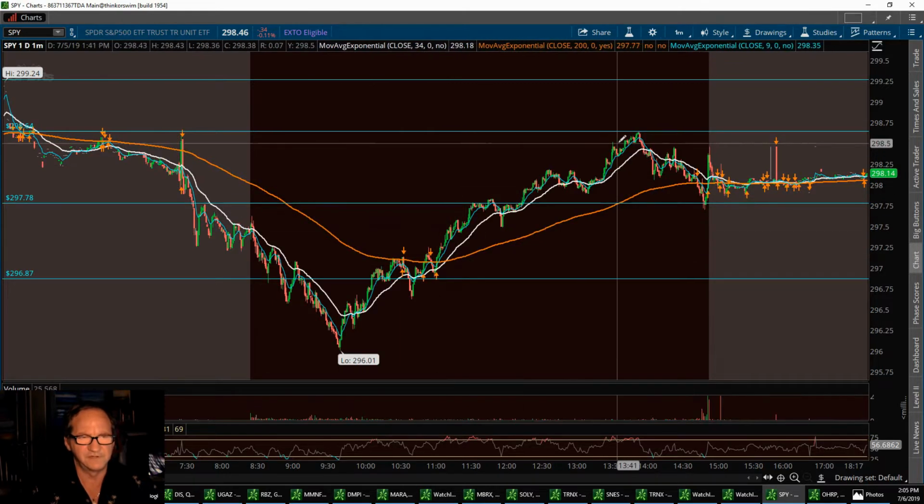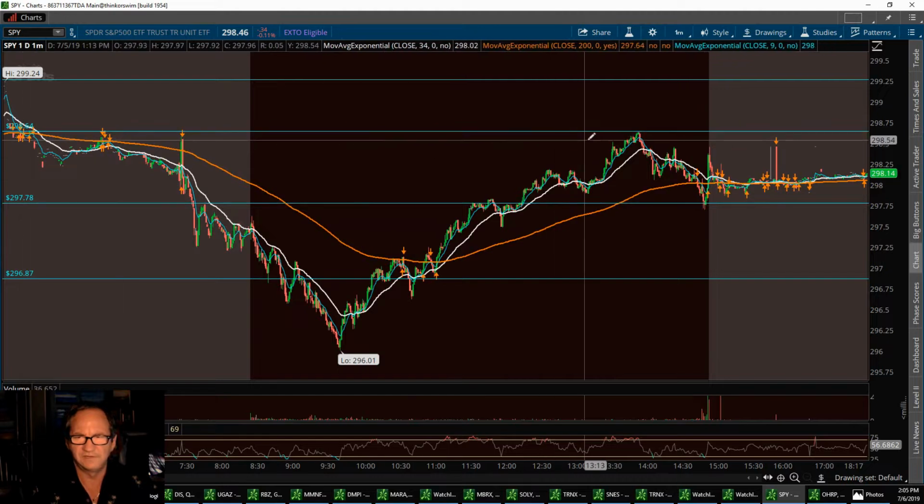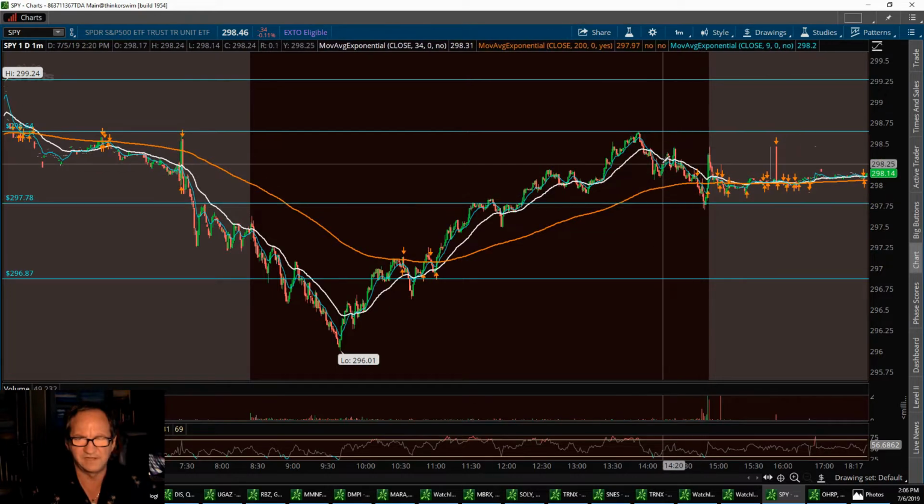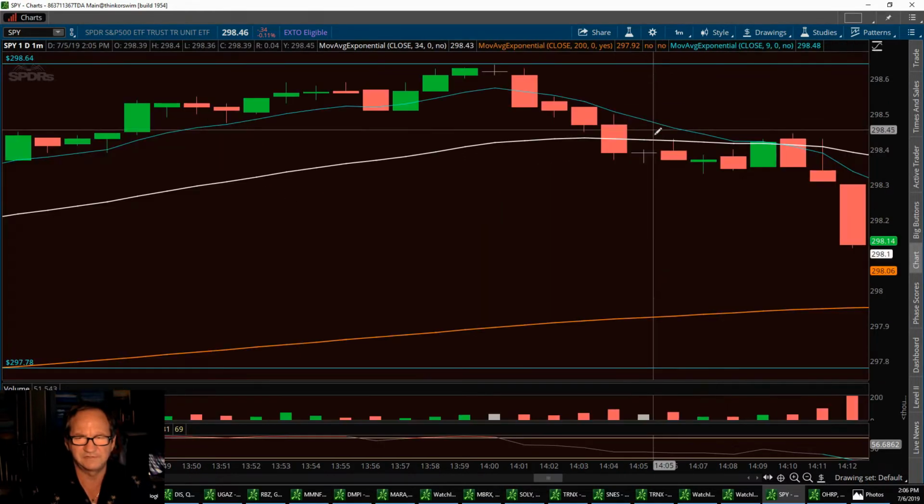So the stock ran all the way up to a resistance level that we've had previously chopped down, and she hit that 298.66, and then started disrespecting that 9 again. That was the time to get out. Once you see that disrespect, it's time to go ahead and sell the stock.